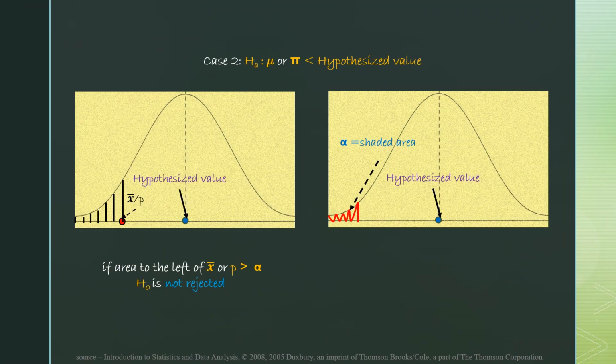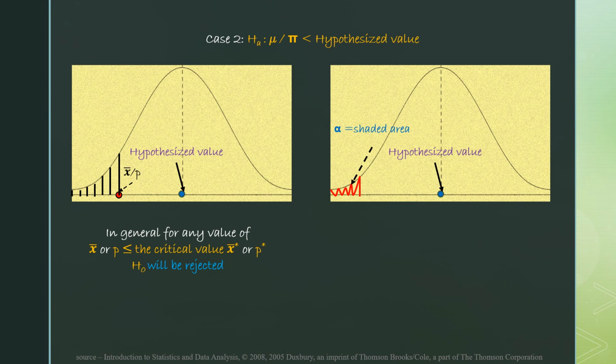If the area to the left of x bar or p is greater than alpha, H0 is not rejected. If the area to the left of x bar or p is less than or equal to alpha, then H0 is rejected. As per this illustration, H0 will not be rejected since the area to the left of x bar or p is greater than alpha.